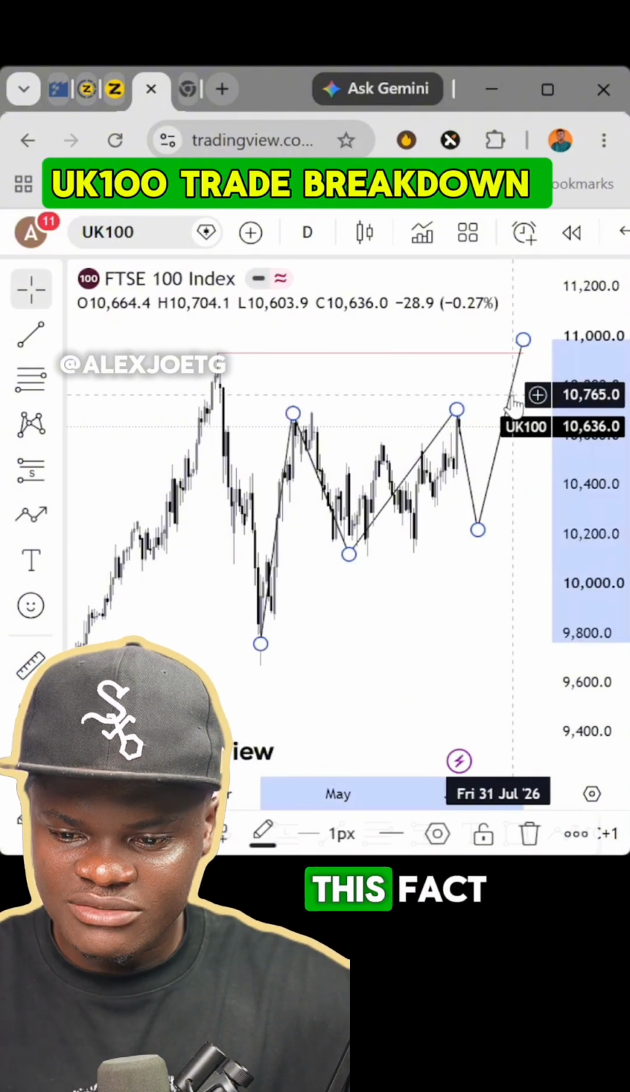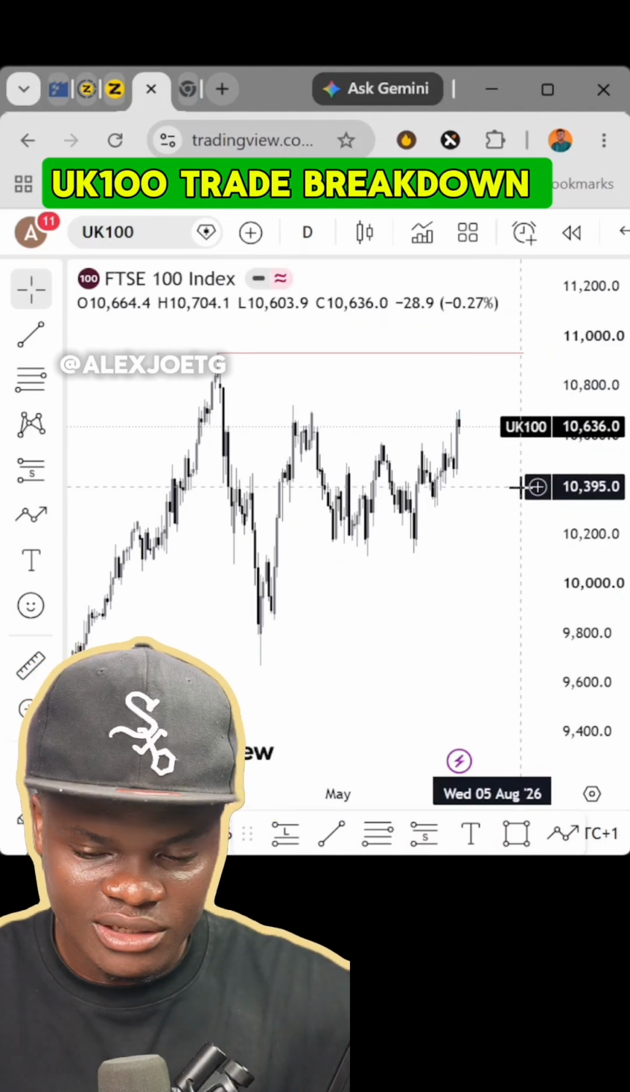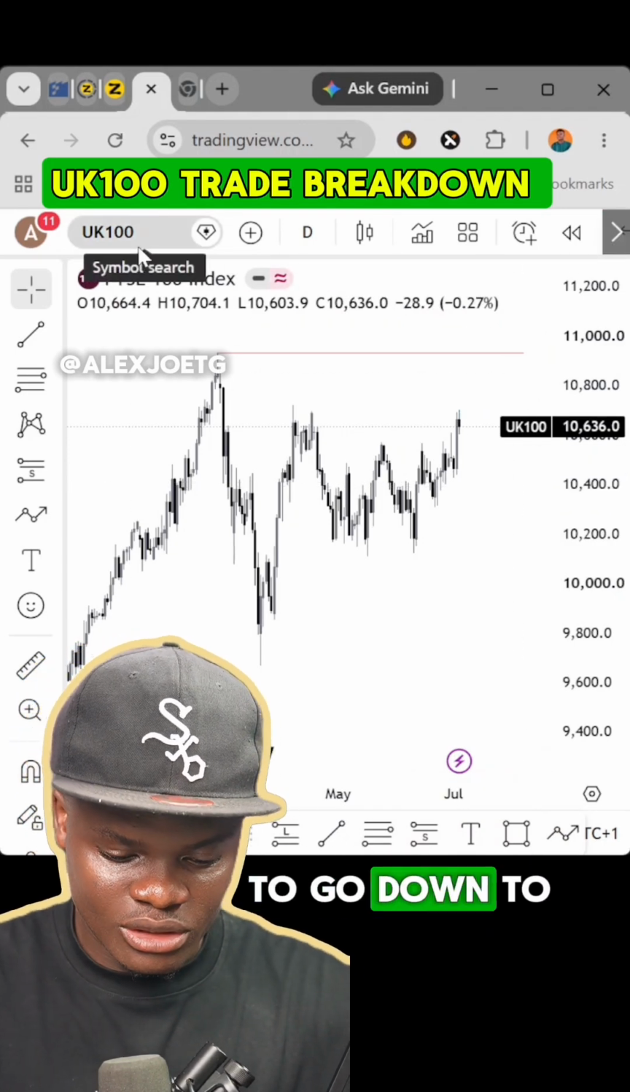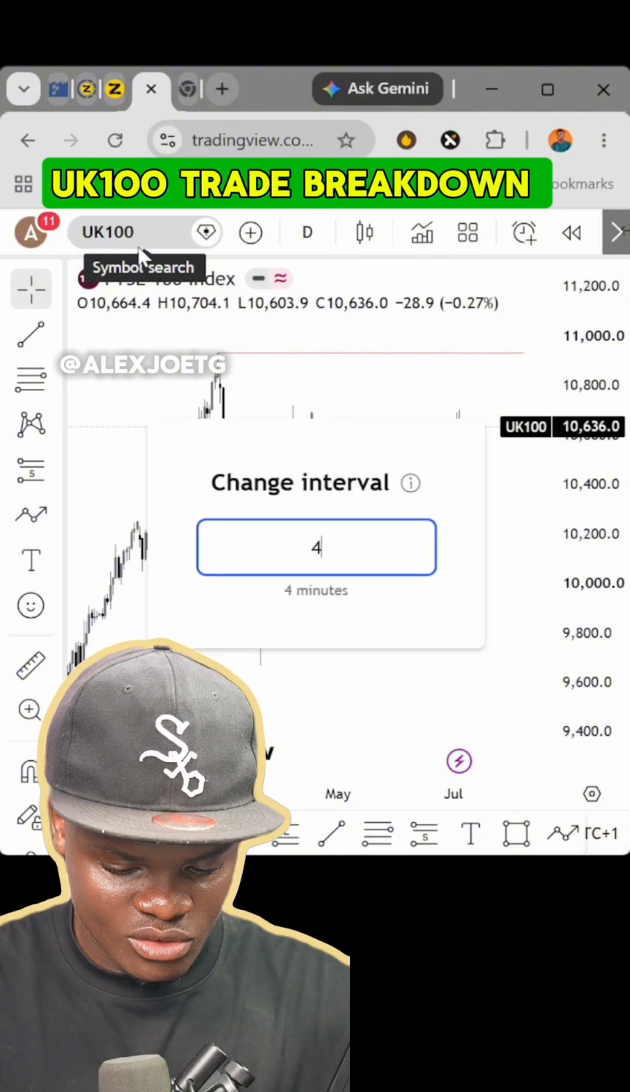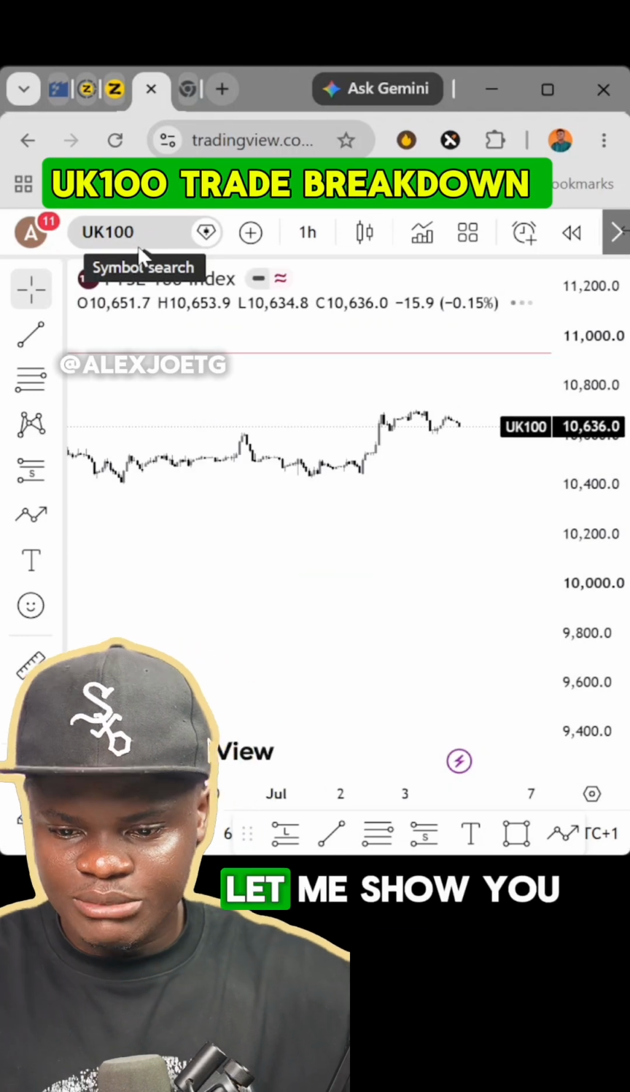So since we know this fact, we have to now go down to the lower time frames and look for setups where we can put our stop loss and everything. So now we go down to the 4 hour time frame. But for this trade, I use my 1 hour time frame. So let's go down to the 1 hour time frame. Let me show you something.